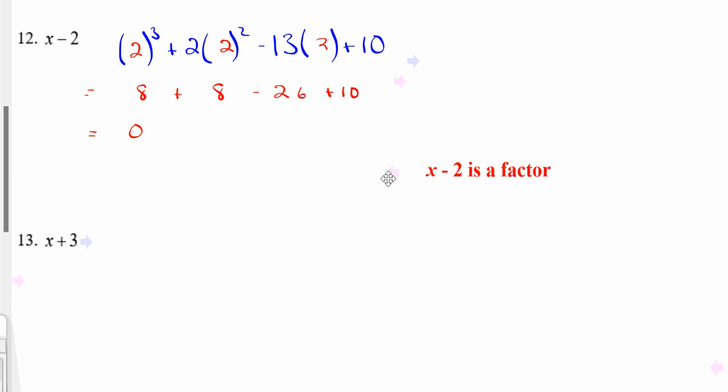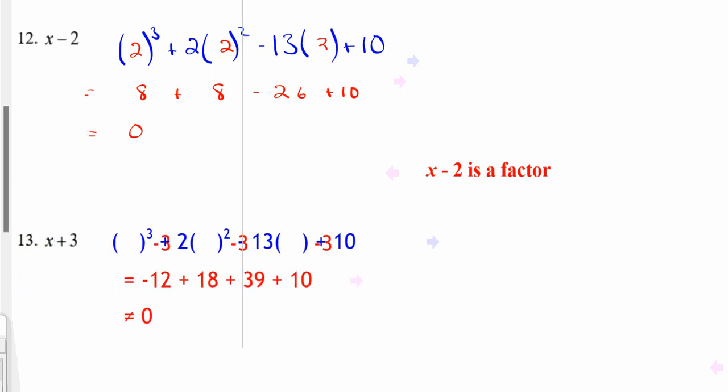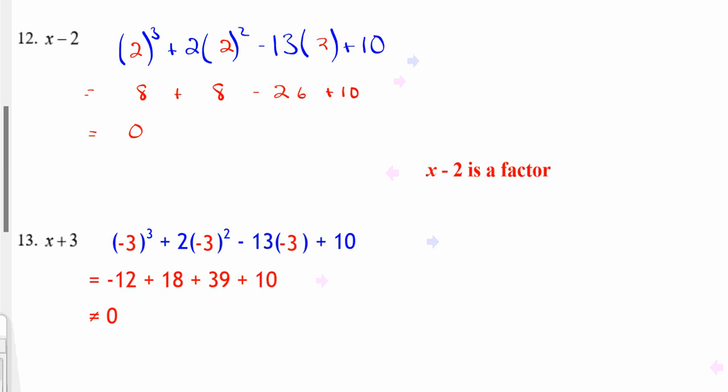X minus 2 is a factor. X minus 3. I didn't actually evaluate. I just looked at it and said, wait, that's not going to equal 0. And sometimes you can do that.